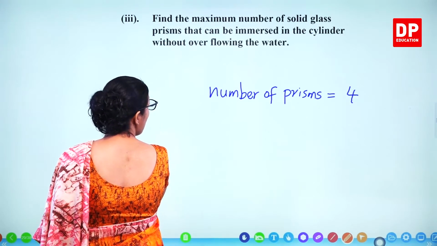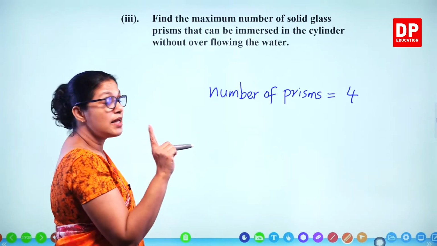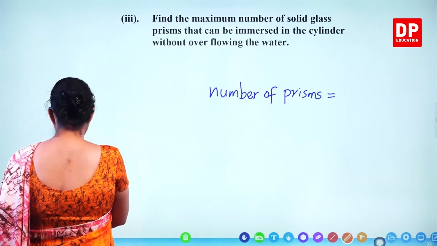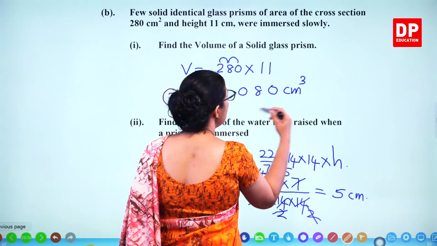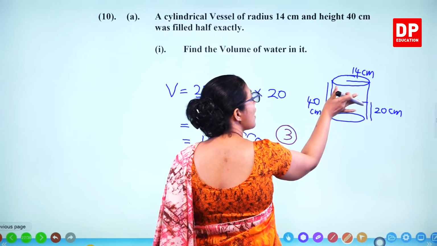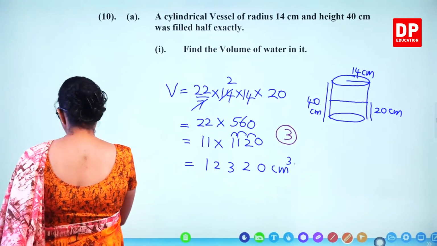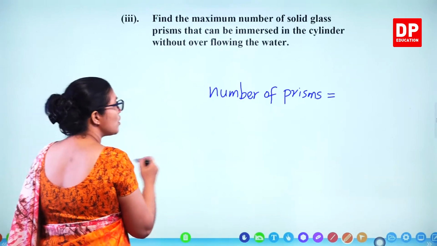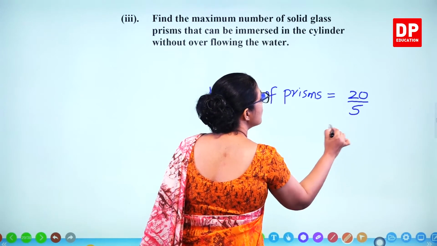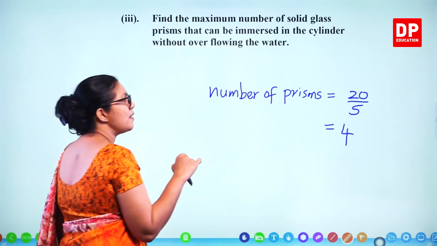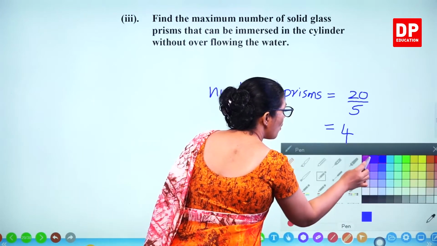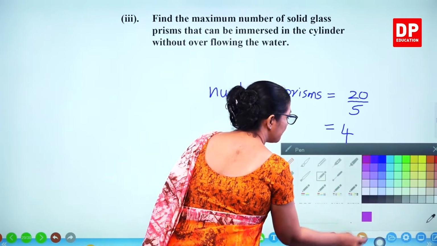No, not the maximum 40, already 20 centimeters filled with water. So maximum you can go up to another 20. So let's see. So 20 already filled. So another 20. So maximum is 20. So you divide 20 by 5. So 4 prisms you can immerse. Then the water level goes up to 40 centimeters.